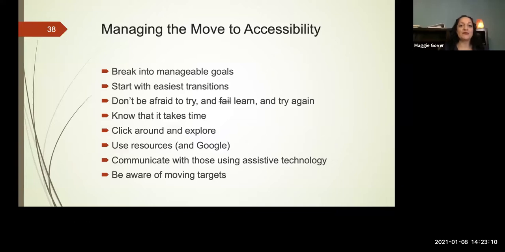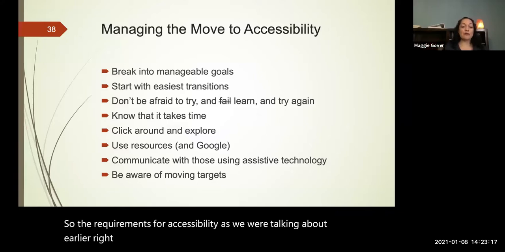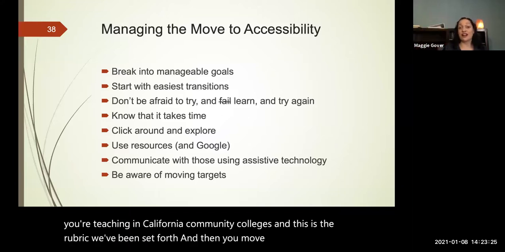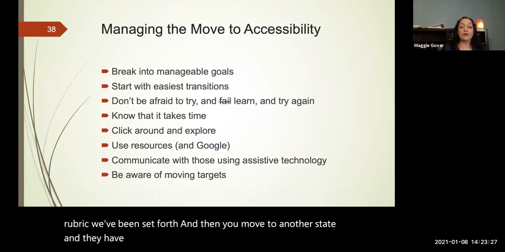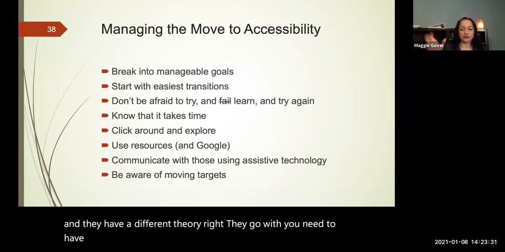So the requirements for accessibility, as we were talking about earlier, right? There are different schools of thought. So maybe you're teaching in California community colleges and this is the rubric we've been set forth. And then you move to another state and they have a different theory, right? They go with, you need to have both hyperlink and the descriptive text in there, right? So it is a moving target.